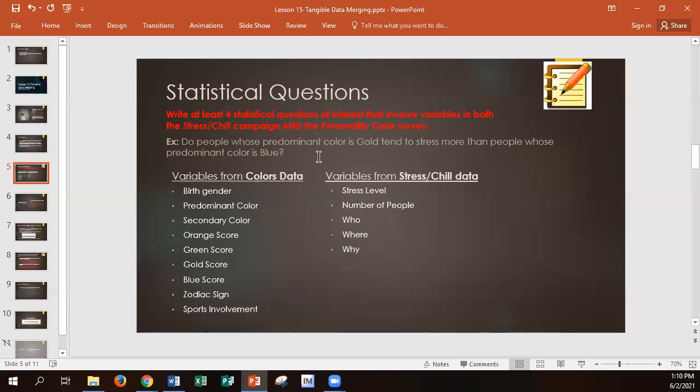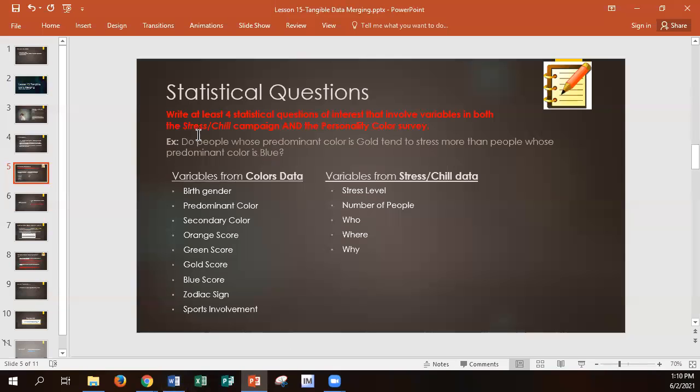So you're writing 4 statistical questions. So here's a very basic example. Do people whose predominant color is gold tend to stress more than people whose predominant color is blue? So I'm comparing the predominant colors, right? Gold versus blue. What am I comparing about them? Their stress levels from the stress and chill data, okay? But those aren't the only things that I can compare, right? I can compare gender. I can compare zodiac signs and sports involvement. I can compare stress level or the people that are around them or why they're doing something or where they're at. So a lot of possibilities for statistical questions here.